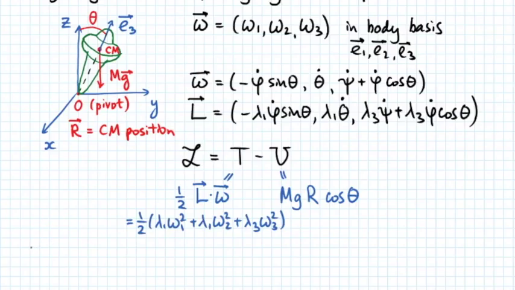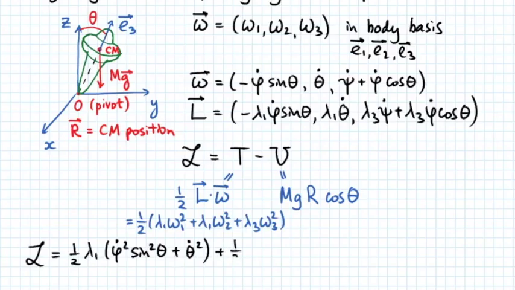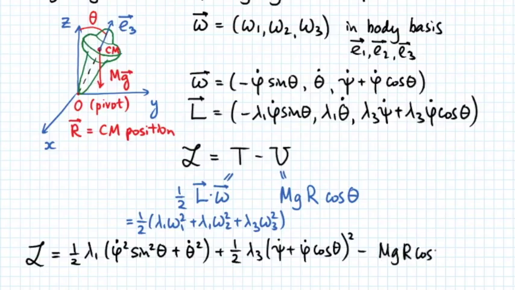Therefore, we get for our Lagrangian half of lambda 1 times phi dot squared sine theta squared plus theta dot squared, plus half of lambda 3 times psi dot plus phi dot cosine theta, and all of it is squared, and minus potential energy mgr cosine theta.